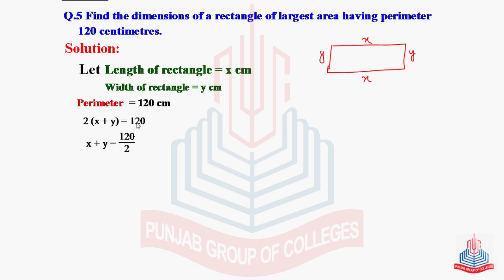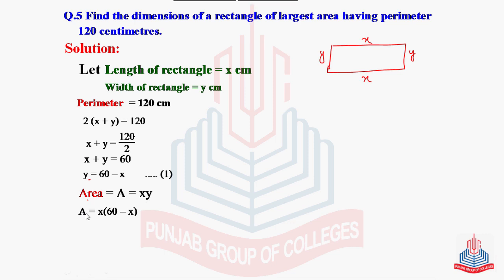So from here we can take the value of x plus y is 60, and y will become 60 minus x. And as the formula of area of the rectangle is x into y, and the value of y is 60 minus x, we have area is equal to x into 60 minus x, and by simplifying that will become 60x minus x square.